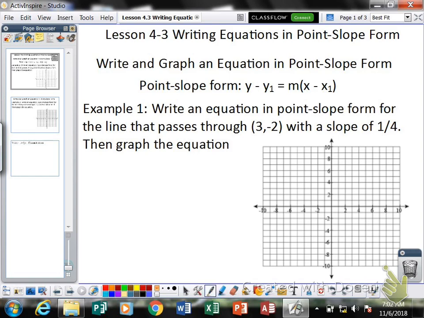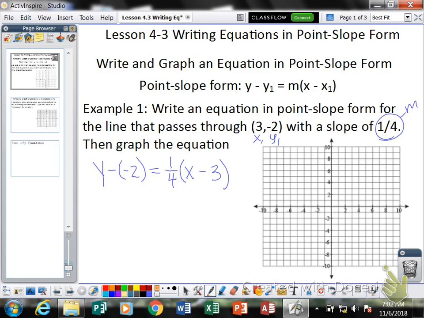So what I'll do is label 3, negative 2 as x1, y1, with a slope of 1/4. So 1/4 is my m. And then graph the equation. So first we would have y minus y1, so y minus negative 2 equals m, which is 1/4, times x minus x1, which is 3. So there's your equation. That's pretty much it for point-slope form. And then they want you to graph this equation.